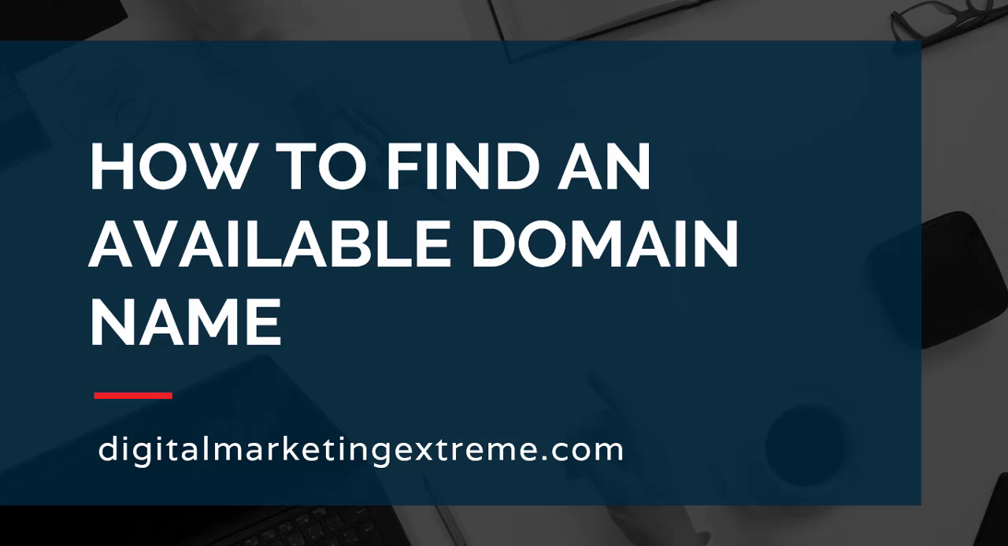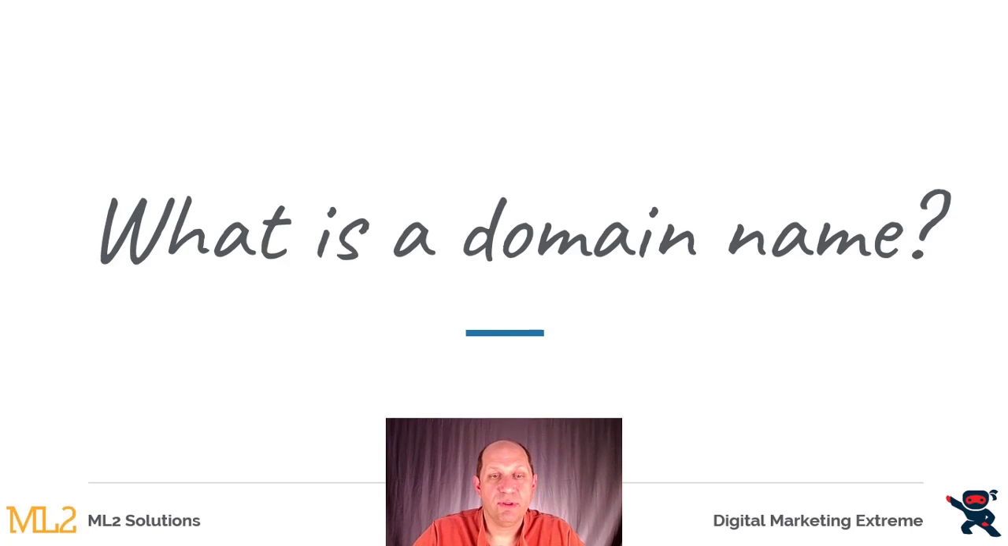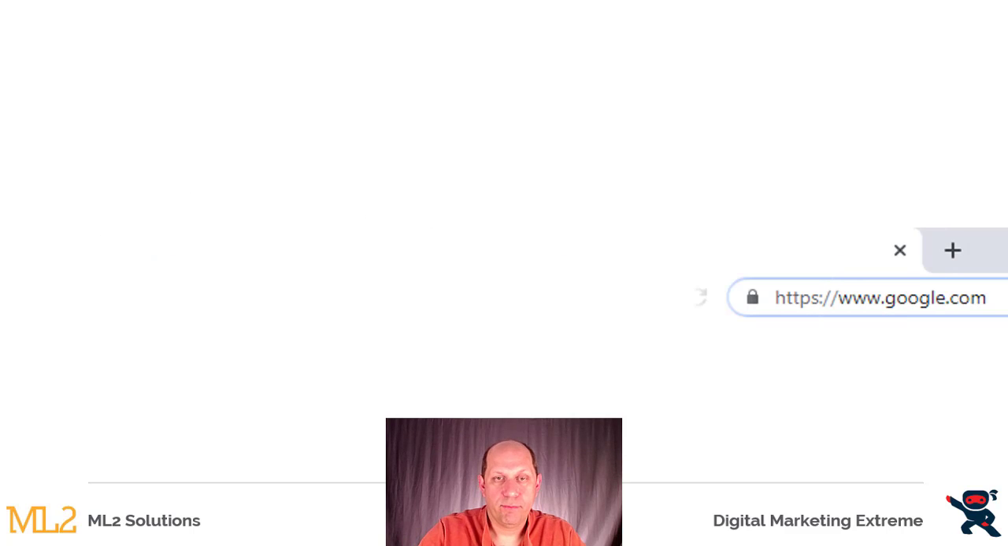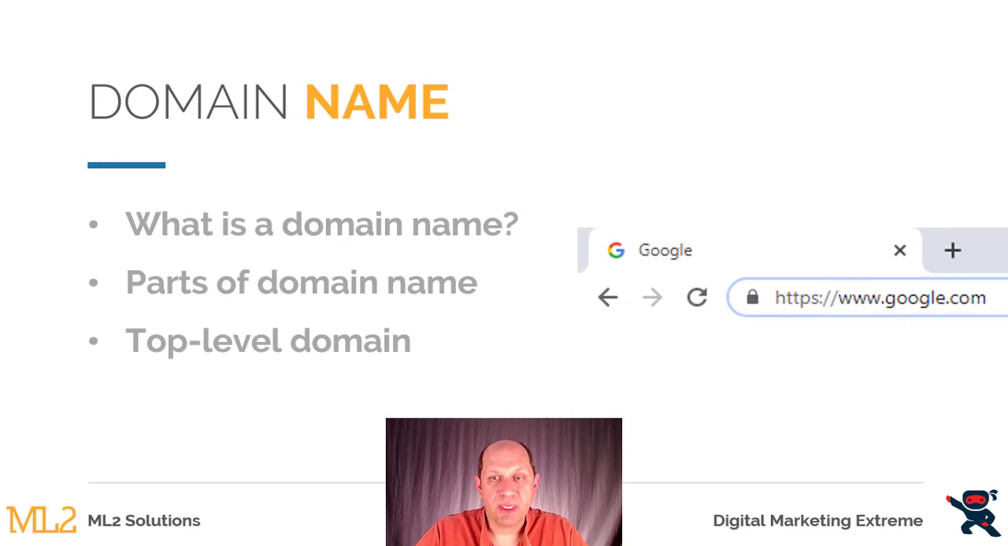Let's talk about how to find an available domain name. First, let's start. What is a domain name? A domain name is basically the address that you type into a web browser in order to go to a web page. So when you fire up, say, something like Google Chrome, you type in https://www.google.com.